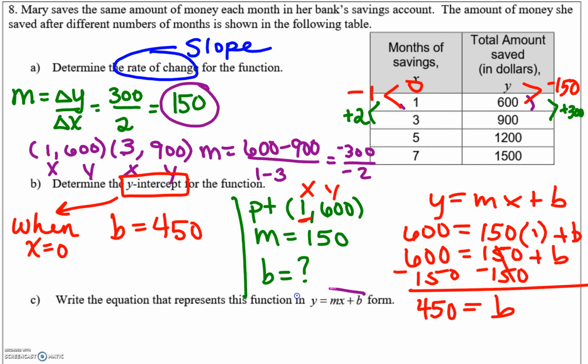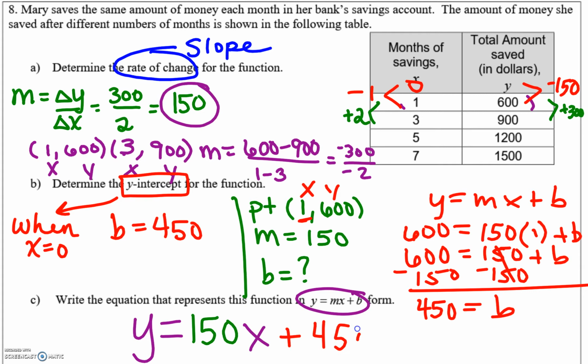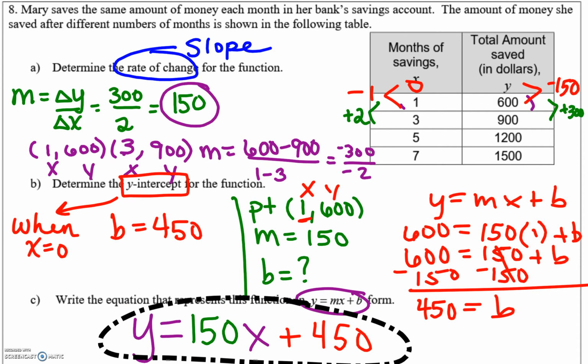For C, write the equation of the line in y equals mx plus b form. We're going to use our answers from part A and part B. Y equals my m, which we said was 150, x plus my b term, which we said was 450. And we're not doing anything from here. We are just writing our equation like so.